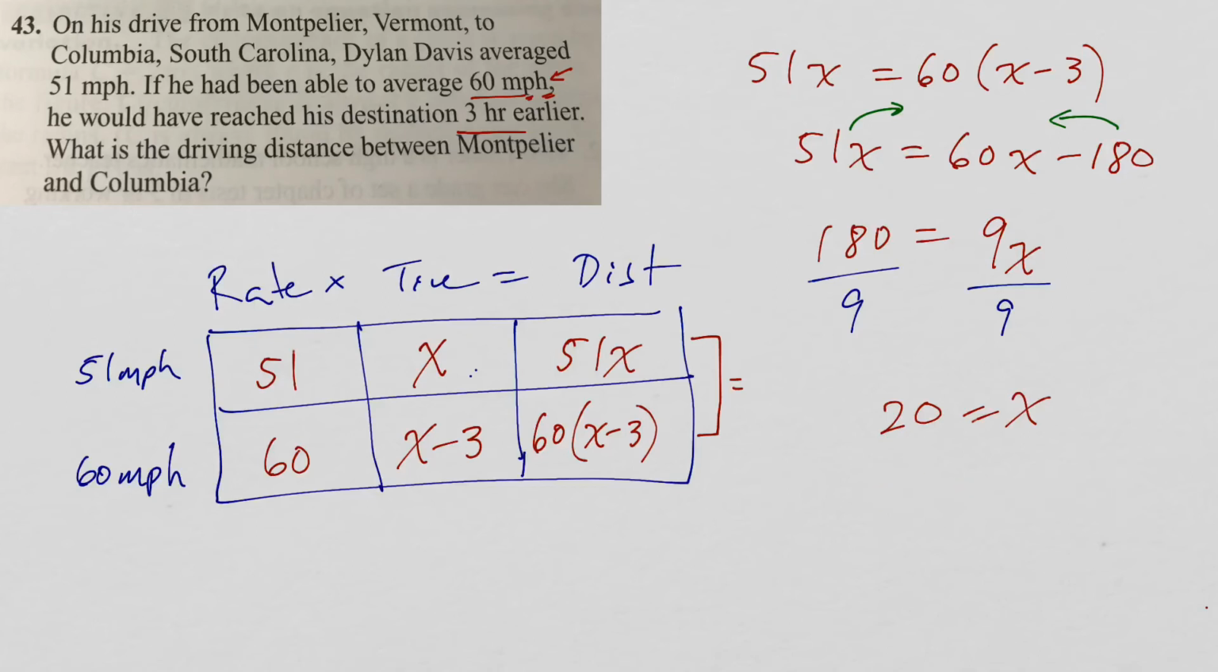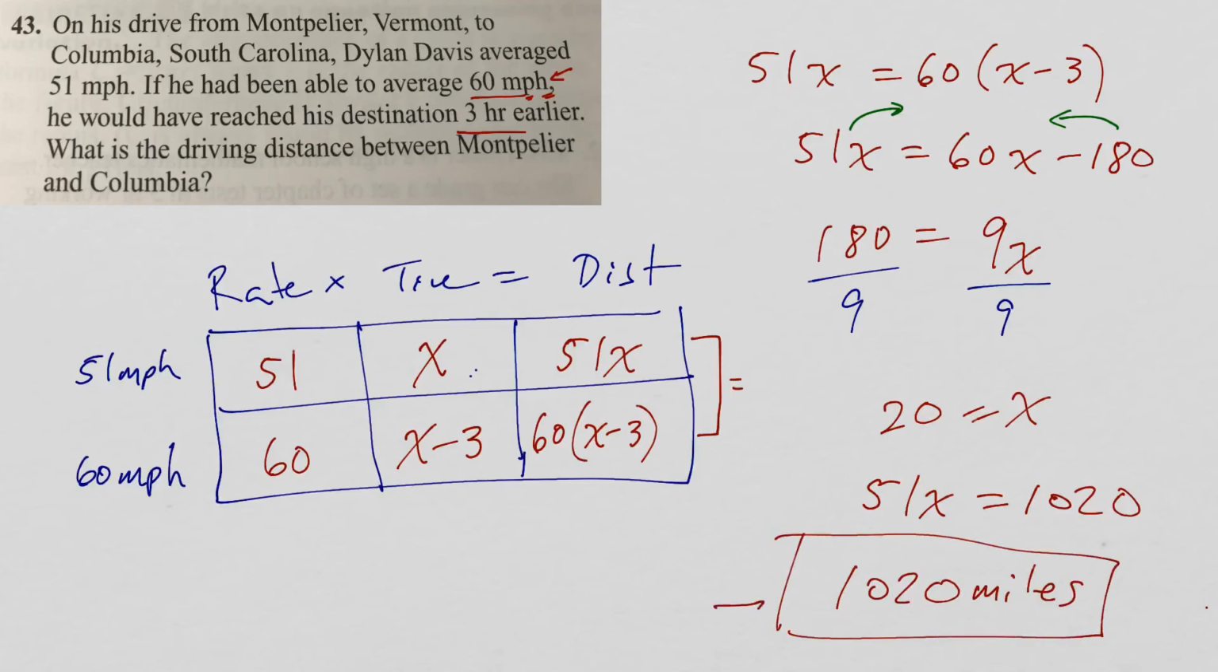Okay, so if x is 20, 51x is equal to 20 times 51, which is 1020. You could actually calculate this if you want, but it's the same trip, so you're going to find it's the exact same thing. So this answer is 1,020 miles. And we're using the unit miles because we're after a distance, and we know this is miles per hour. So the answer is going to be in miles.